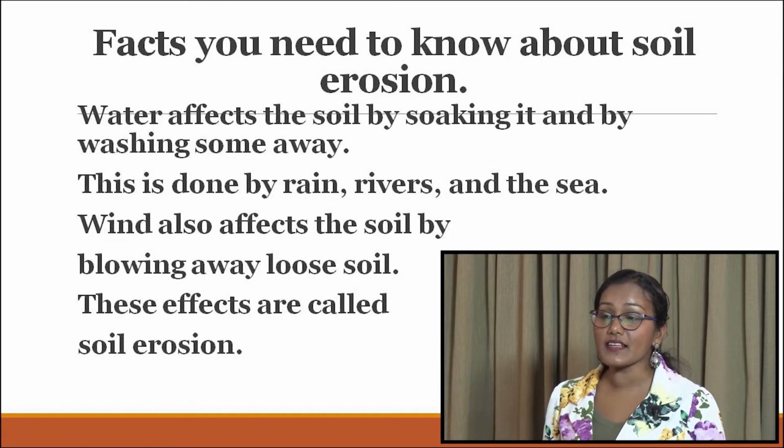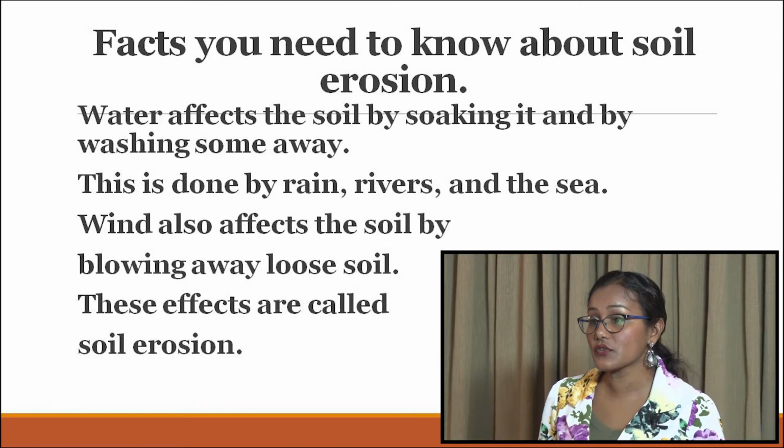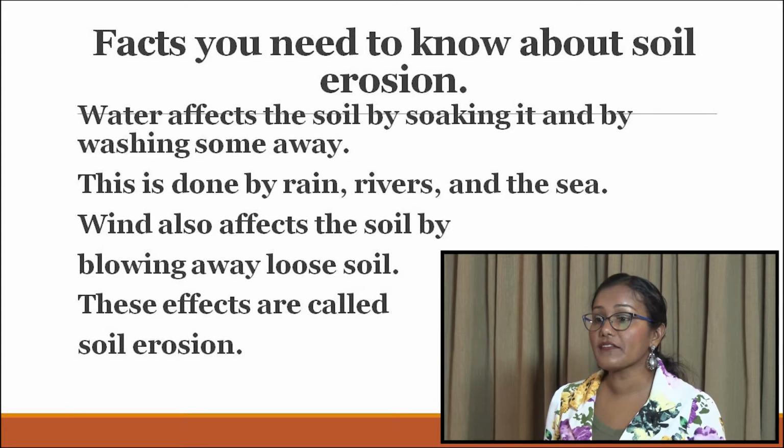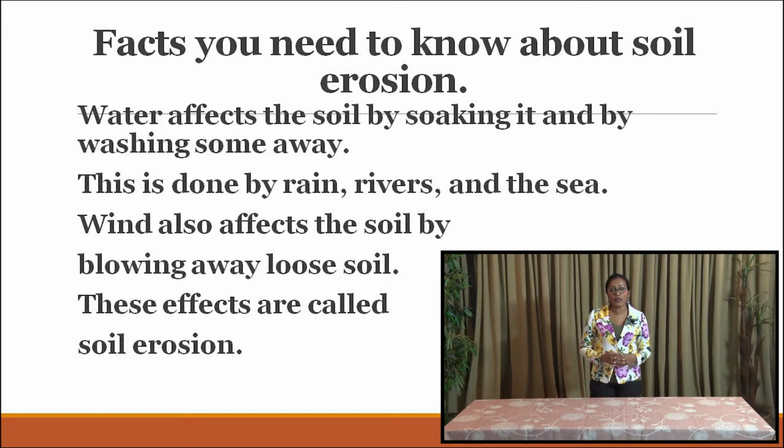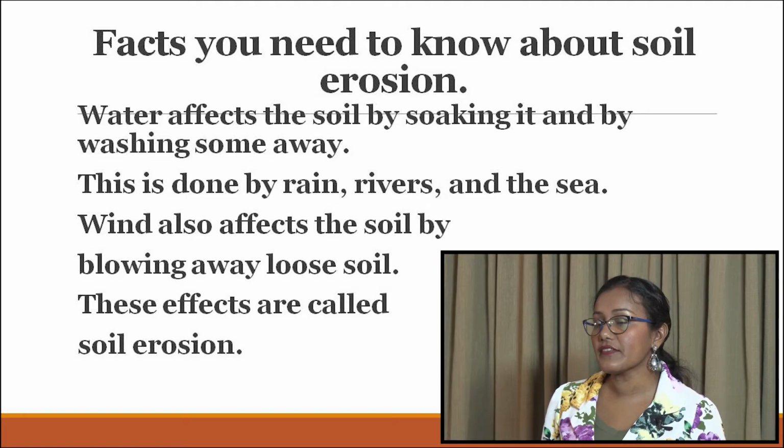Now there are some facts that you need to know about soil erosion. Water affects the soil by soaking it and by washing away some of it. This is done by rain, rivers, and the sea. Wind also affects the soil by blowing away loose soil. Loose soil means when the soil is dry, right? And the wind blows it away. These effects are called soil erosion.